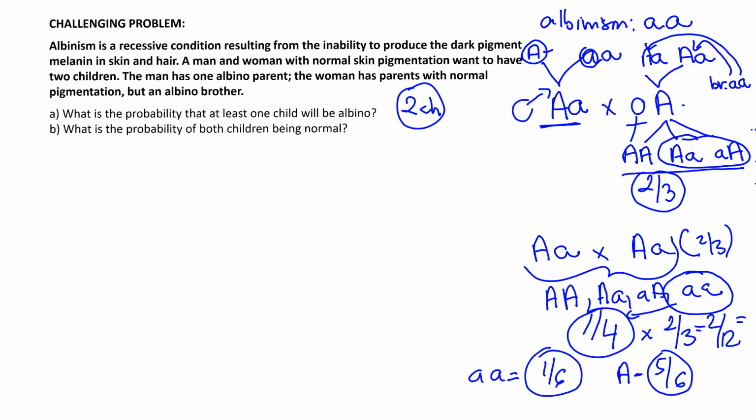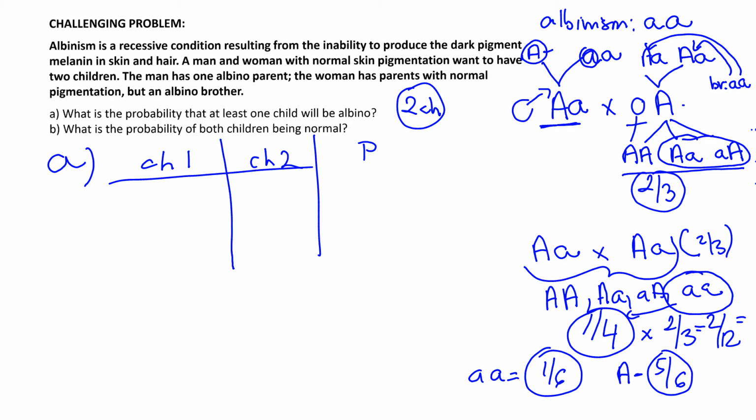Now, when you know this, when you know how the event happens, you can proceed and answer a question. Let's answer question A. What is the probability that at least one child will be albino? So, out of two children, how might this happen? Let's outline child 1, child 2, and probability. So, how might it happen? It might be that the first child will be albino and the second one will be normal. Or it might happen that the first child is normal, the second is albino.